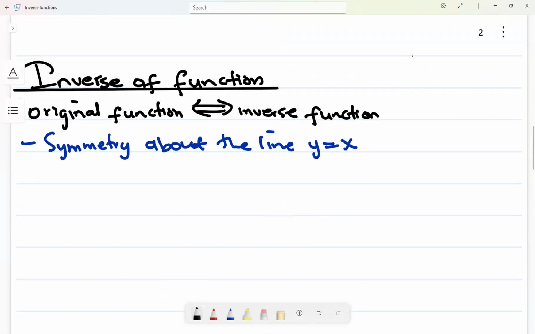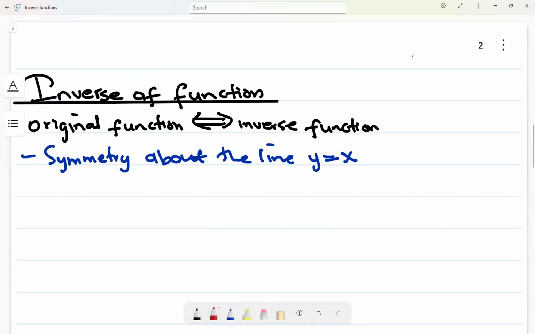Symmetry about the line y is equal to x. When we want to move from the original to the inverse, you need to reflect the original function about the line y is equal to x. Now, if you want to move from an inverse to an original, you need to apply the very same thing, y is equal to x, not in reverse, x is equal to y.